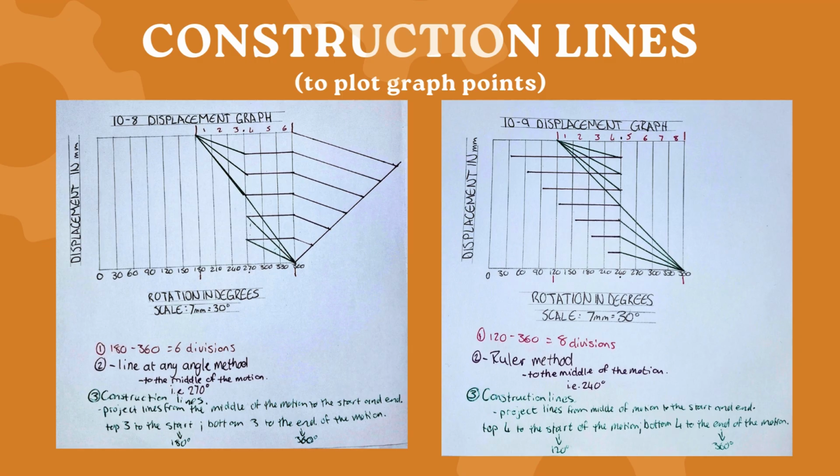Here are the examples for the construction lines to plot the graph points. On the left you can see 10.8's example, where I took the top 3 lines to the start of the motion and the bottom 3 to the end of the motion at 360 degrees. And on the right hand side is 10.9's example, where I took the top 4 to the start of the motion and the bottom 4 to the end of the motion at 360 degrees.